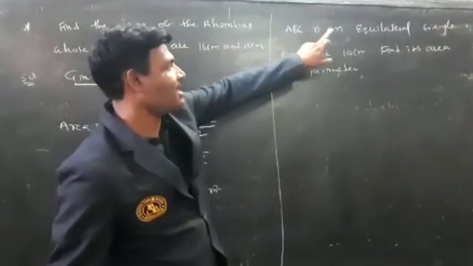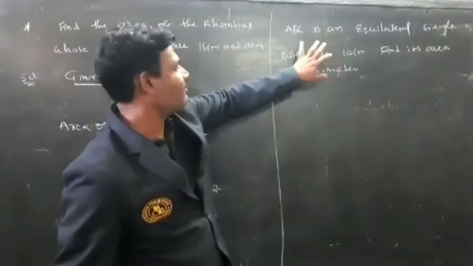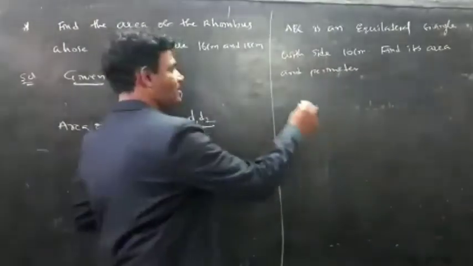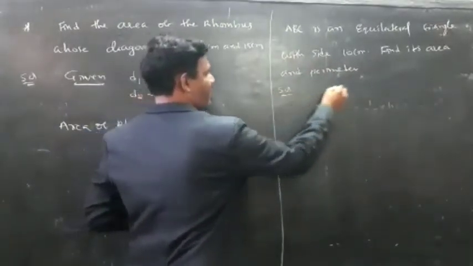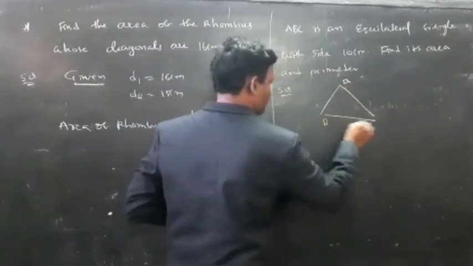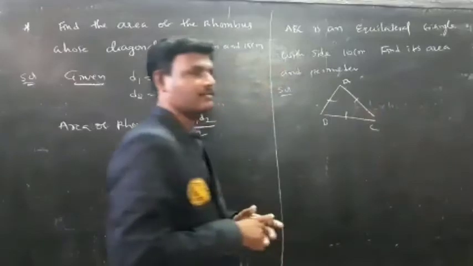ABC is an equilateral triangle with side 10 centimeters. Find its area and also perimeter. Solution. Here is one triangle, A, B and C. This is an equilateral triangle.